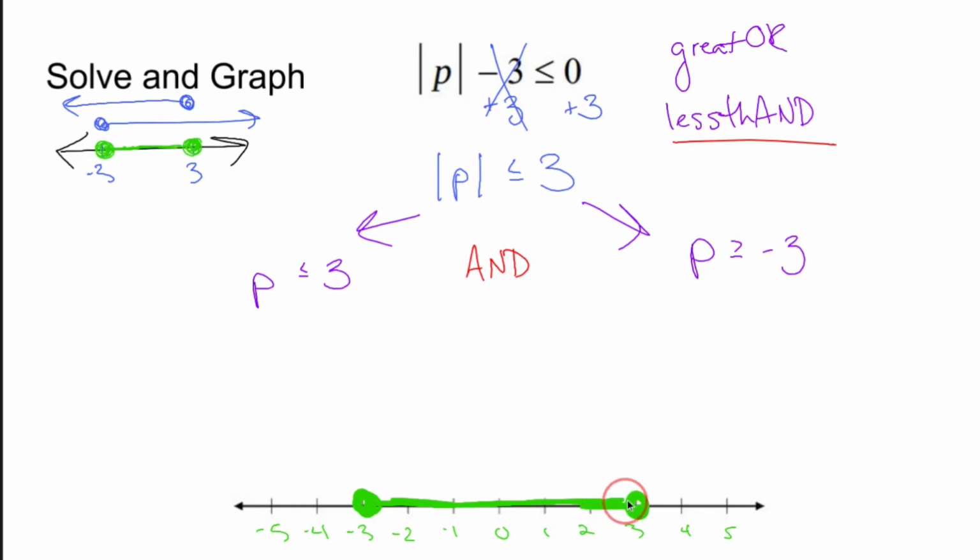Now, what this means is if I were to pick numbers like 0, 2, negative 1, and plug that into the original inequality, it'll be a true statement. If it's not shaded, if I plug it into the original inequality, it won't work if they don't fall within these green guys. Okay? So that's how you do it.